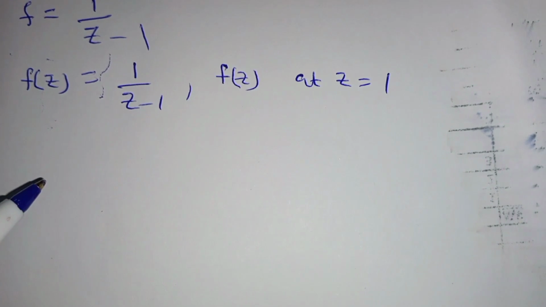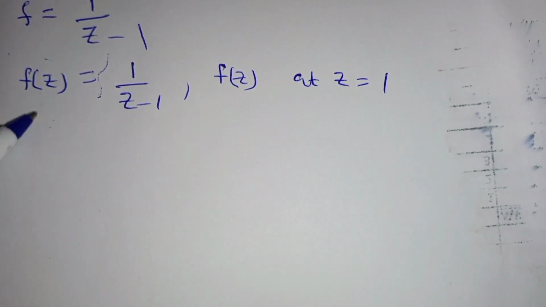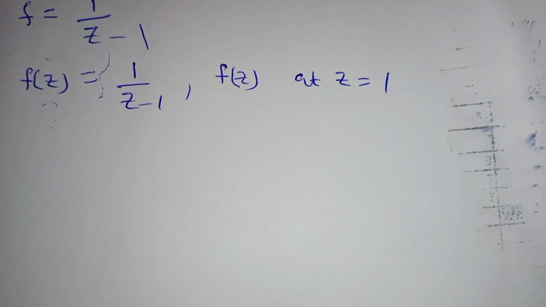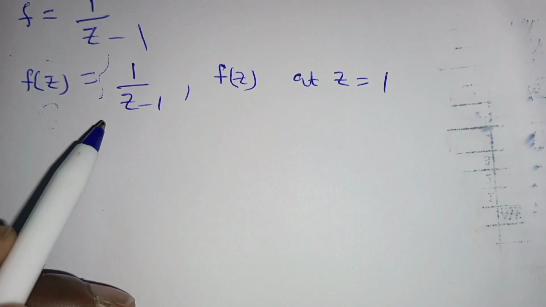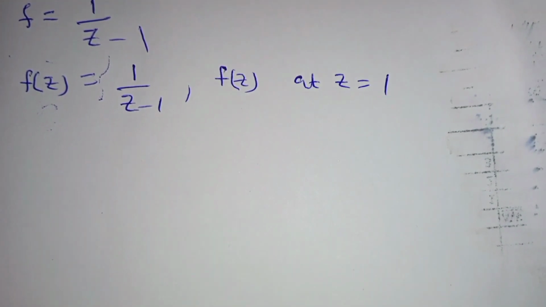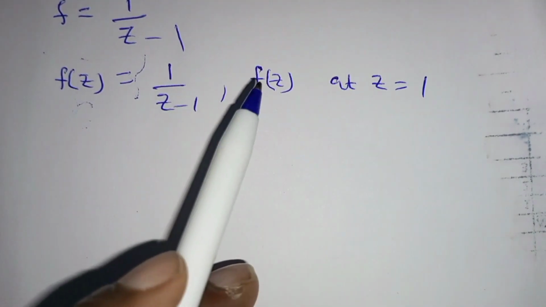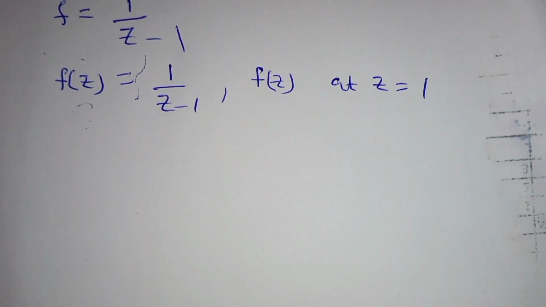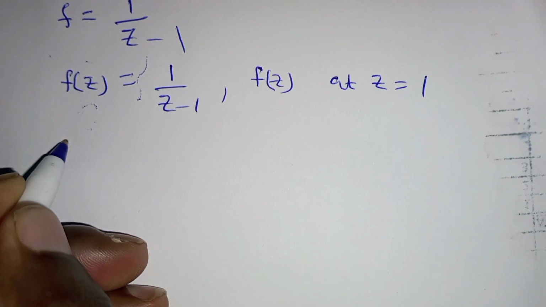And there are many different types of singular points. There is what is called a removable singular point, pole, branch point, and the point on the real axis. For today's focus, we want to consider the removable singular point. Remember, a singular point is a point where the function is not defined, like in the example you have here, at z is equal to 1, this function is not defined.